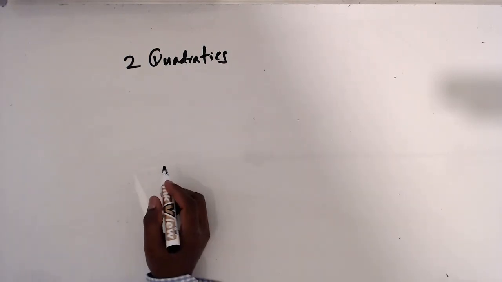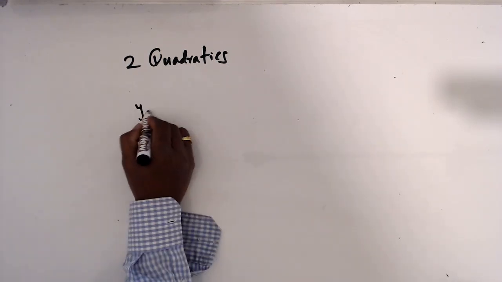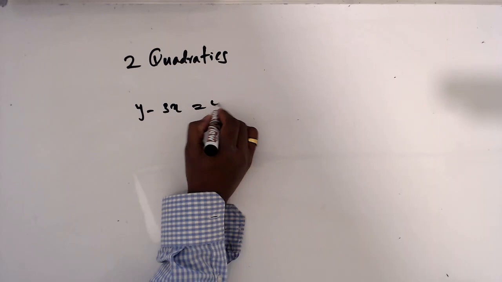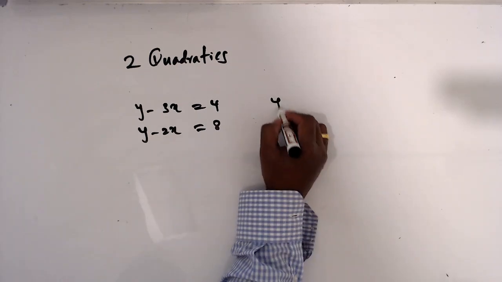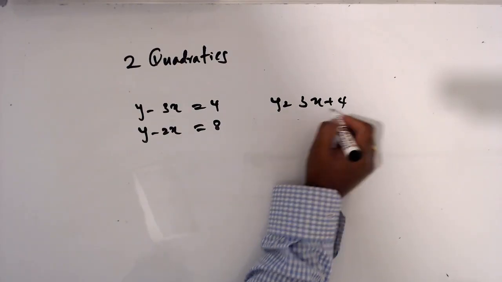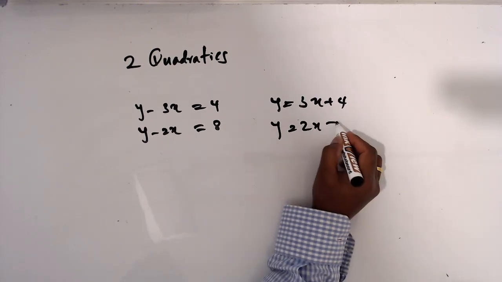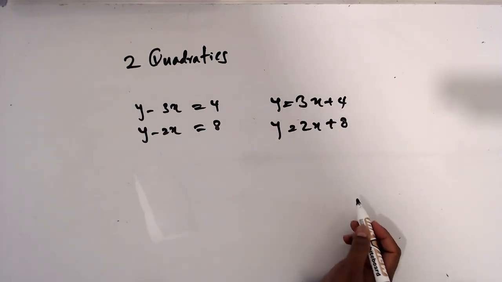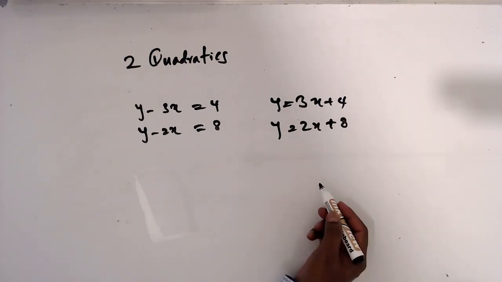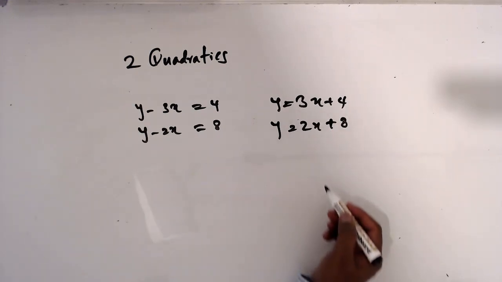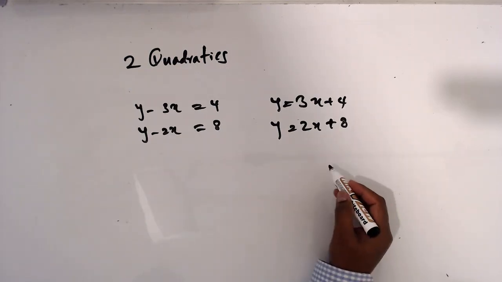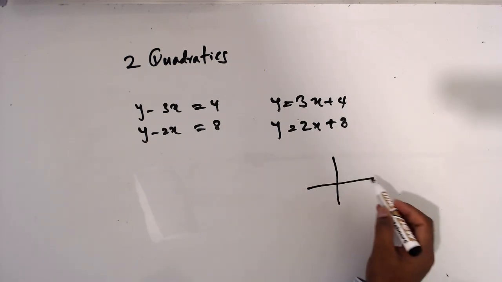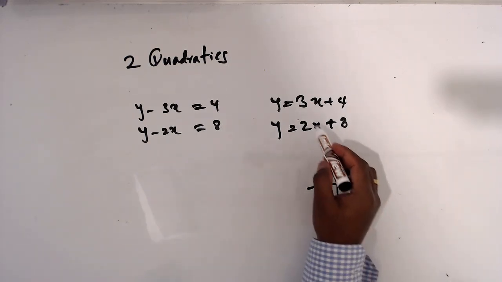Now I'm going to write another two equations. y minus 3x equal 4, y minus 2x equal 8, which is y equal 3x plus 4, y equal 2x plus 8. Now, before me, you already checked the gradient of these and came to a conclusion that those two lines are going to meet. Right? So if I draw a small graph of this one, which one has more gradient?